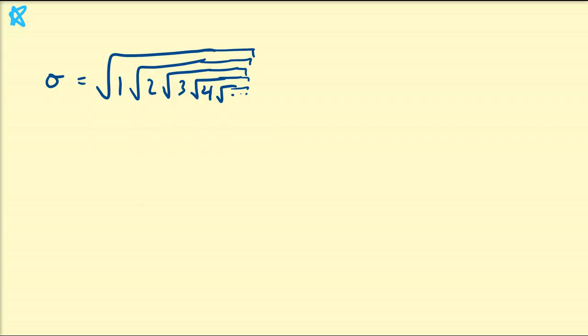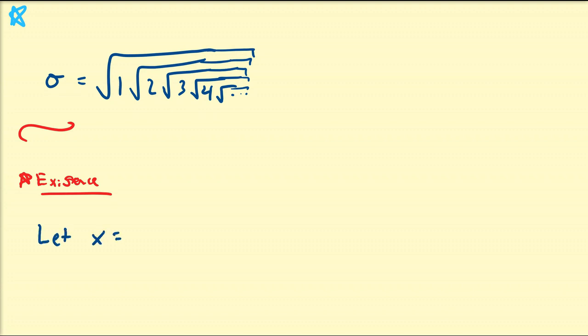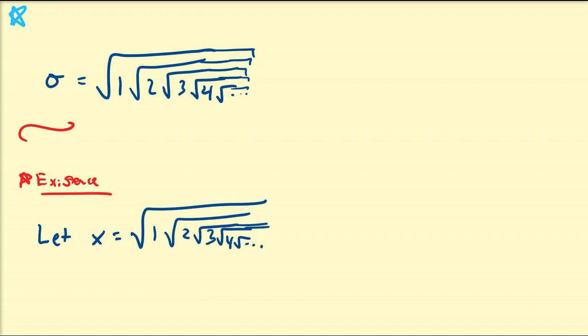Okay, so the first thing we need to do is establish the existence of this constant by proving that this sequence converges. So let's go to prove that this constant exists. We're going to begin by letting x be equal to this representation, and we're going to prove that x is a real number.